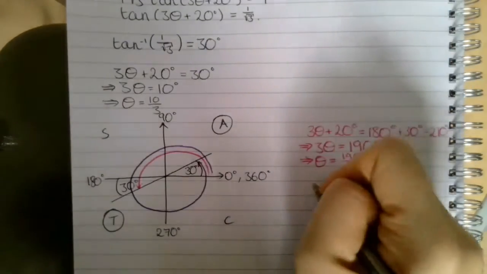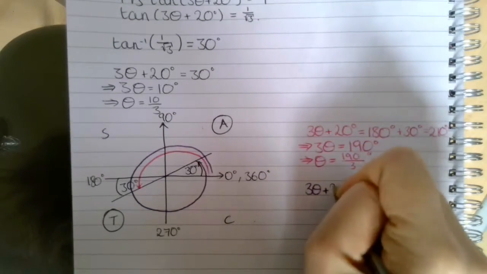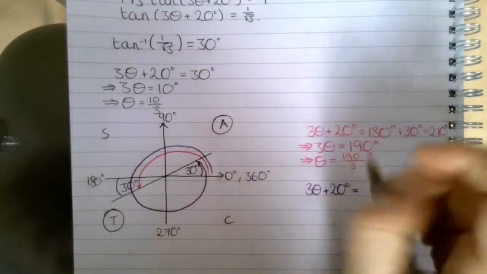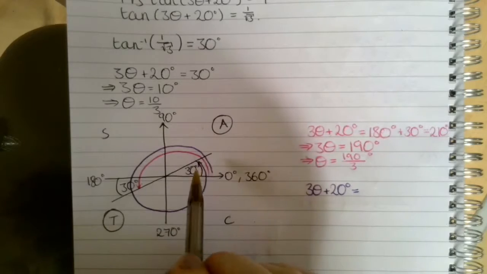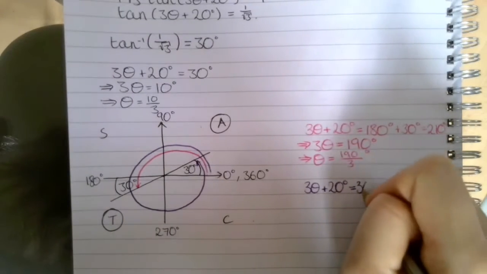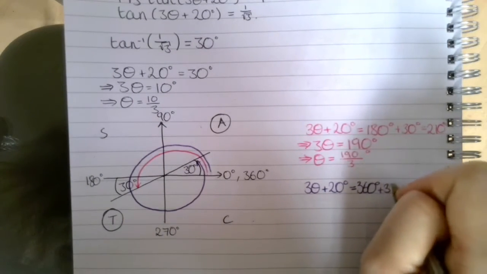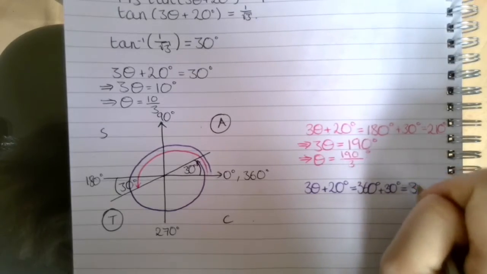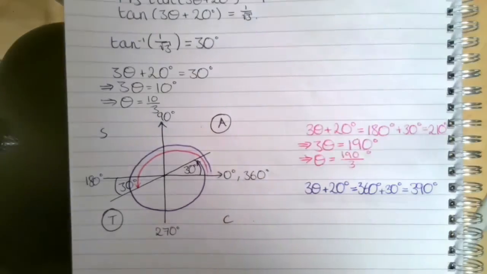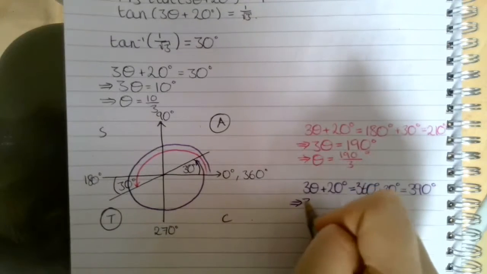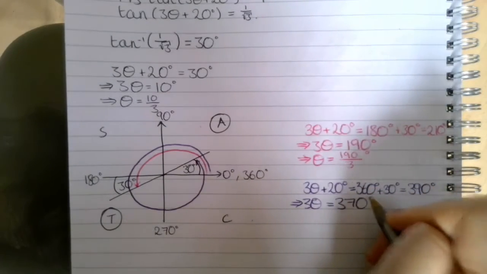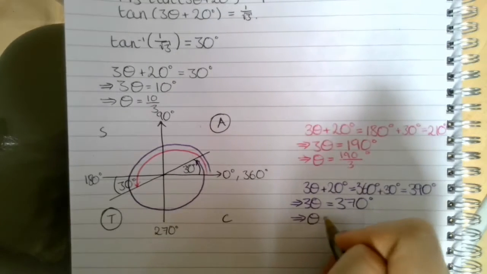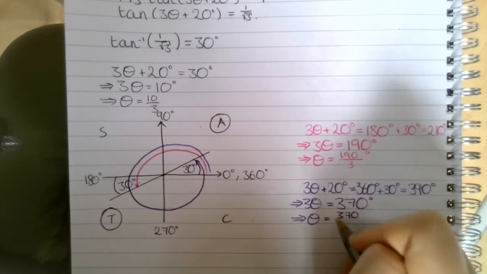Okay, so our second one, we've got 3 theta plus 20 is equal to 360, we've gone round 360 degrees plus an extra 30. So 360 plus 30, which is 390. So that must mean that 3 theta is equal to 370 degrees. And so theta is equal to 370 over 3 degrees.